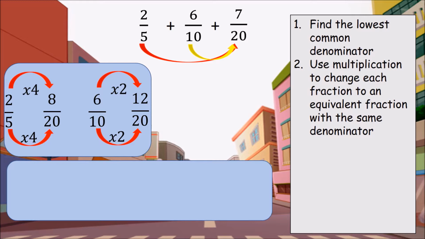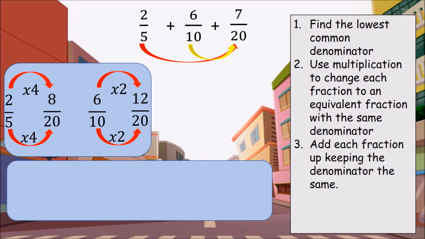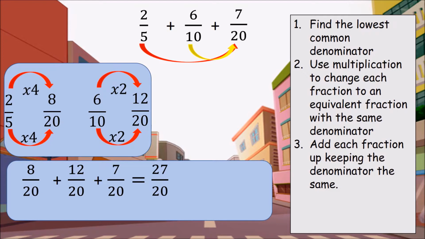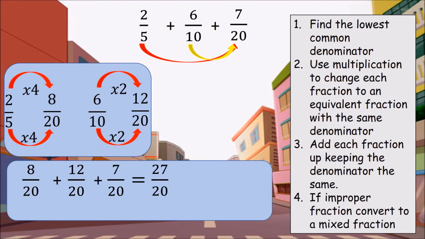Now, as it's super easy because we've got 20ths all together now, all we need to do is add them up. So we can add each fraction keeping the denominator the same. So we have 8/20 plus 12 twentieths plus 7 twentieths. Now 8 plus 12 is 20, plus 7 is 27. So our answer is 27 20ths.